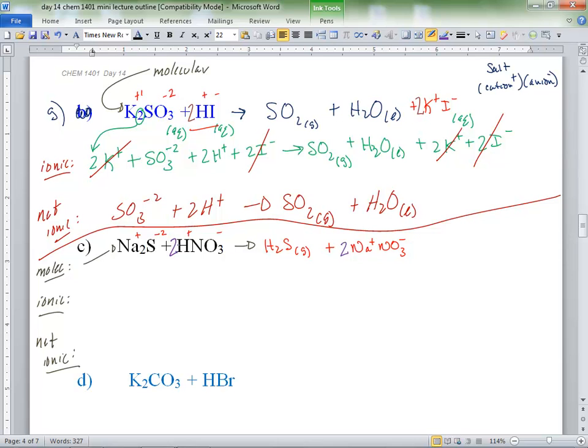So there's my molecular. I don't have the subscripts on yet, but it's balanced. So I had to put a 2 in front of the nitric acid and a 2 in front of the sodium nitrate. Alkali metals, they're always AQ. All acids, AQ.